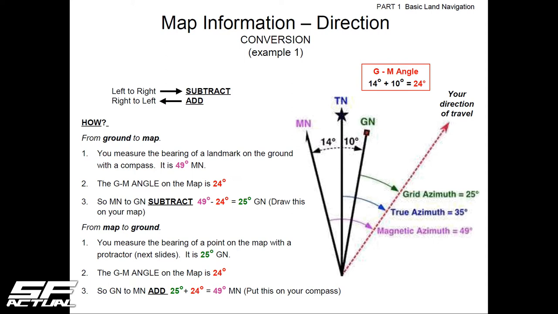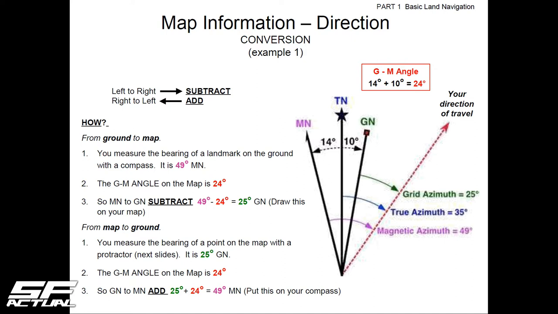We understand that our GNM angle is 24 degrees, and because, using our indicator here, we are going from magnetic north to grid north, so that is west to east. And what is that? That means subtract. West to east, subtract. That would be 49 of magnetic north minus, because we're going west to east, the 24 degree GNM angle.